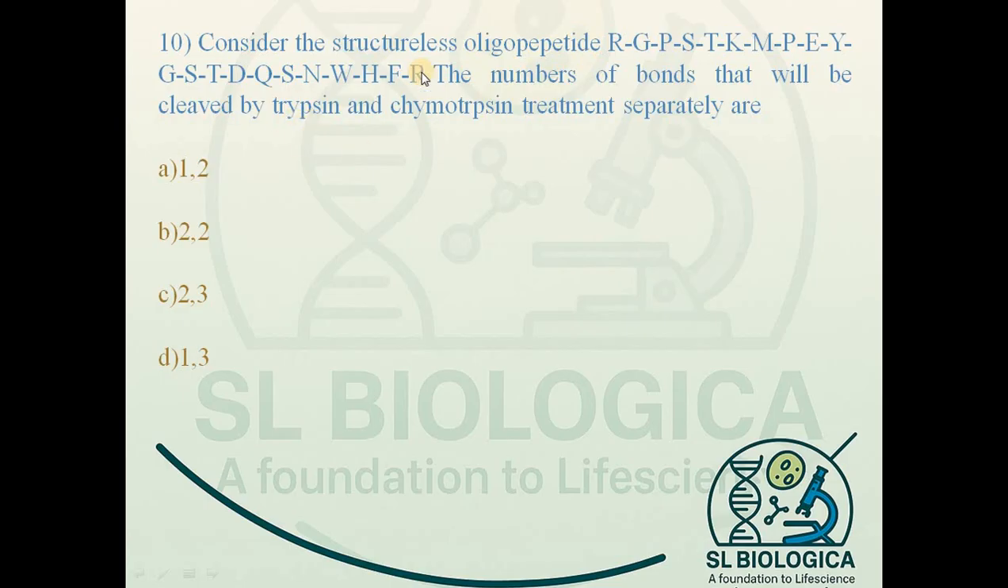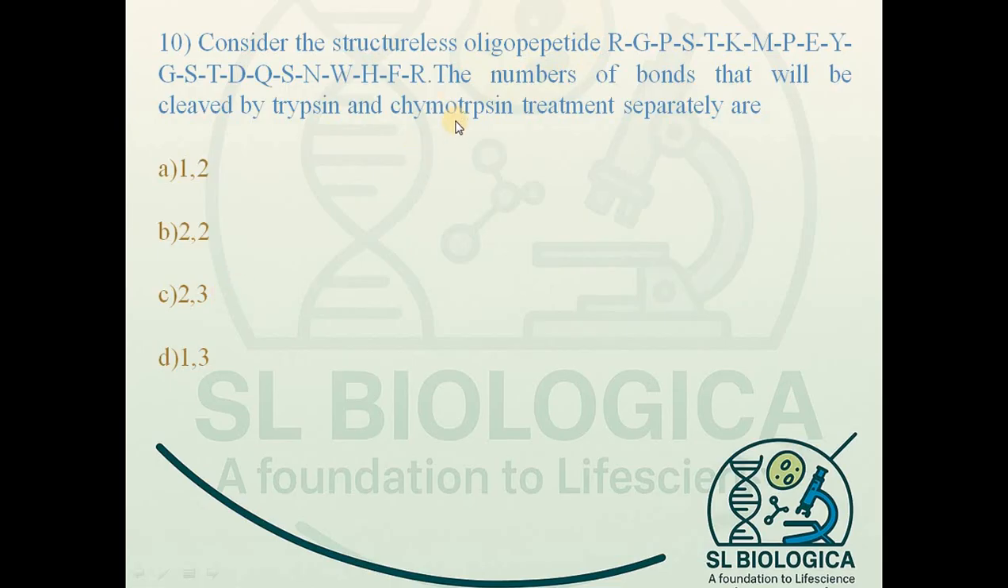So it can cleave here, K and R. So trypsin will cleave at this position. Okay, so the number of bonds cleaved by trypsin is 1. So we can remove options B and C.